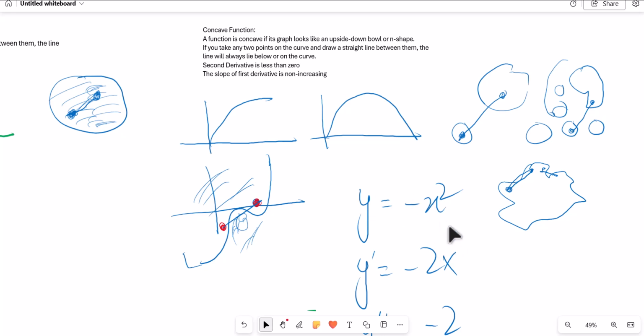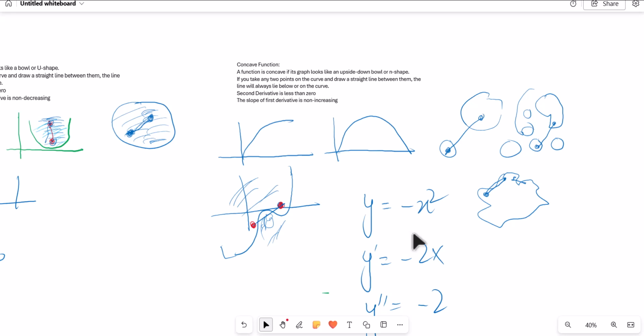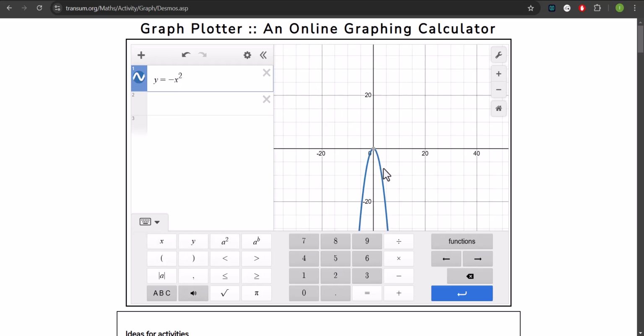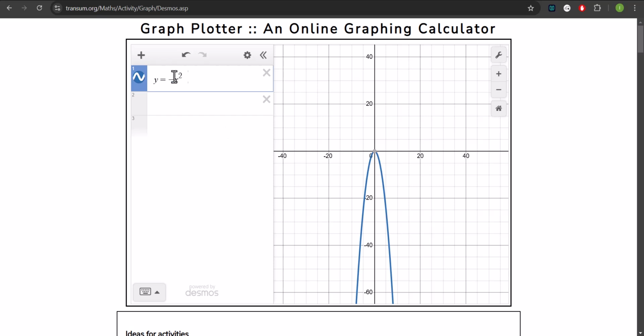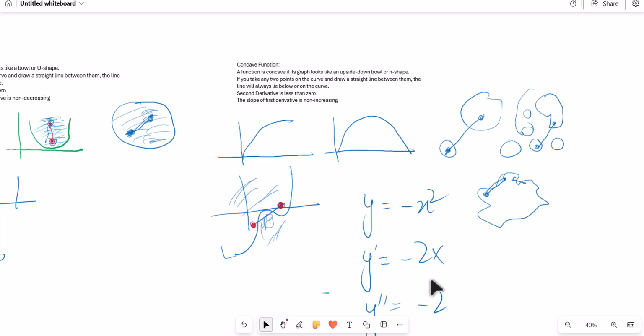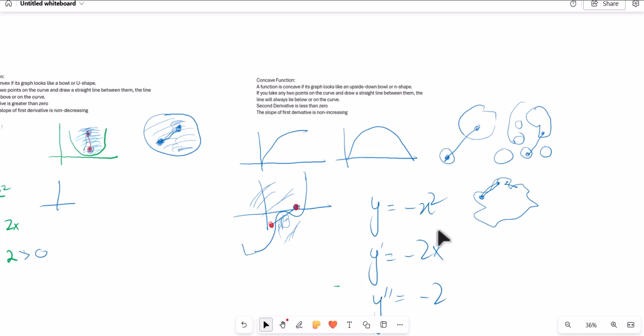In terms of a function, the second derivative will be less than 0. So here we took the function y equals minus x square. Now let's check it in the graph. Minus x square. You can see that it is a downward function, a cup facing downwards, and if we take its second derivative, it is less than 0.